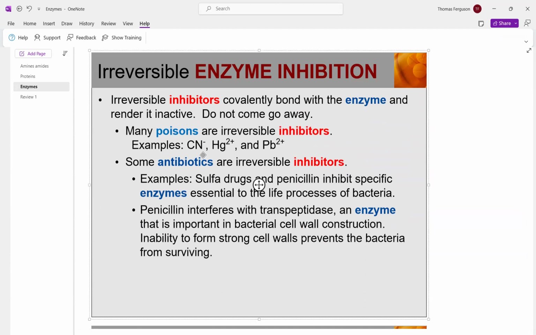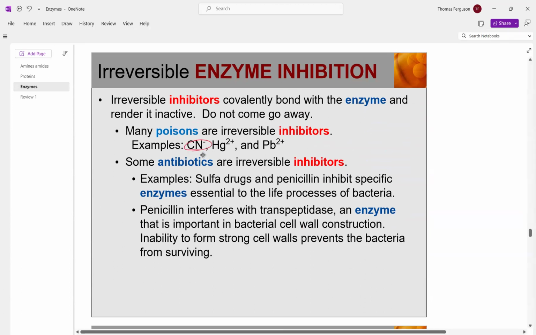For example, cyanide. You've all heard of cyanide poisonings being bad. What that does is it works on the electron transport part, the last part of carbohydrate metabolism. And everything just stops there. So you can't produce any ATP. Hence your body will just die because it has no energy. Mercury and lead tie up cysteine amino acid.